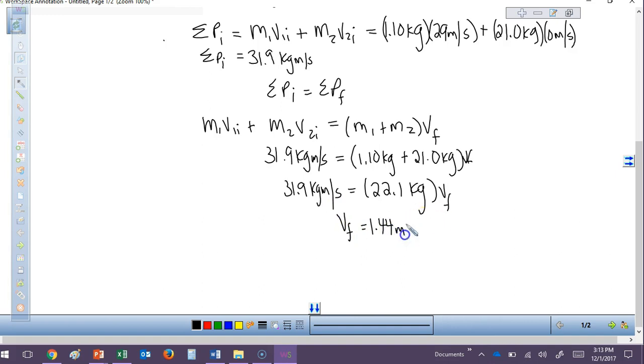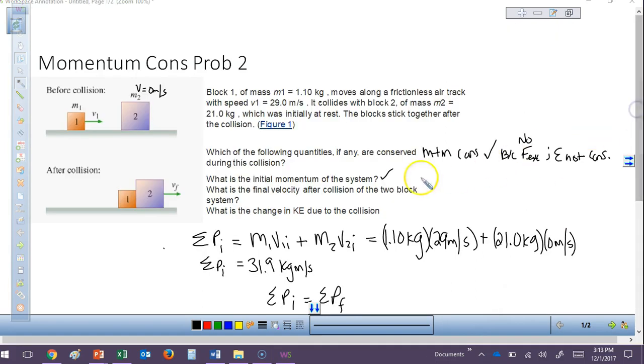So our speed is 1.44 meters per second, and notice that it's positive, so this is moving in the forward direction, which is right. So it's always good to think about the direction of these things. So let's go ahead and look at it up there. That makes sense. So we found the final velocity of the system.